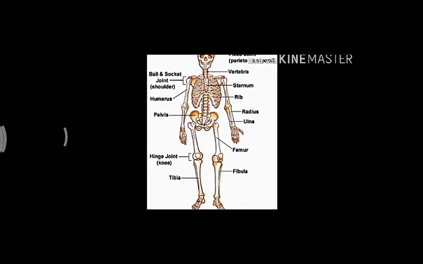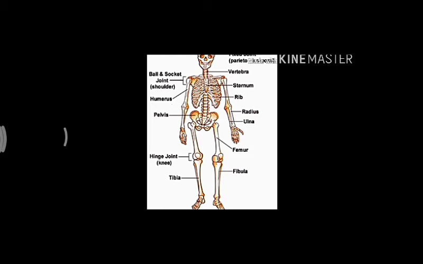The first one is forelimbs, arms. The upper part of the arm has a long bone known as humerus, which is attached to the vertebral column through the shoulder blade and collarbone. The lower half of the arm has two long bones called radius and ulna. The wrist and the palm have many small bones.